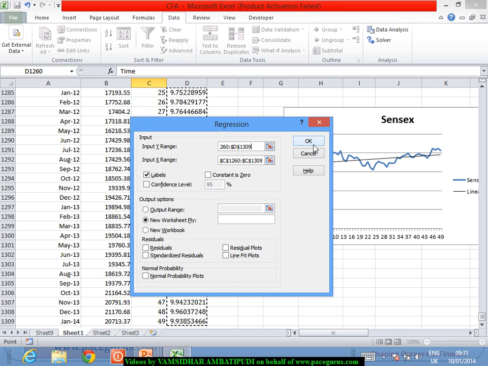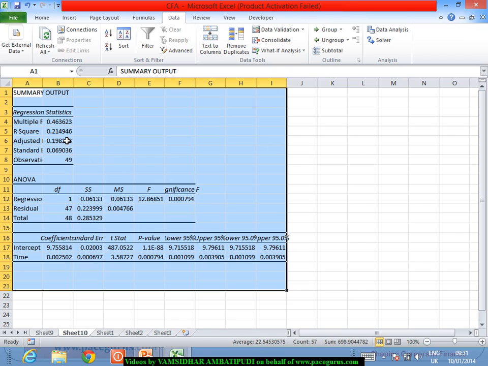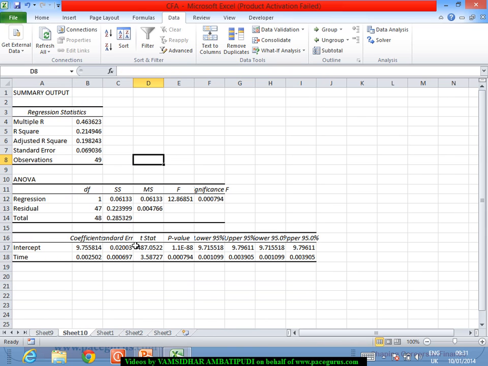Now when I am doing this, I see that the R squared is only 21.49, and for the time variable the coefficient is 0.002. Even though the coefficient is 0.002, it is statistically significant and cannot be taken as 0 because the p-value is much less than 0.05, and overall the fitment of the model is also good enough because the overall ANOVA significance level is also less than 0.05.